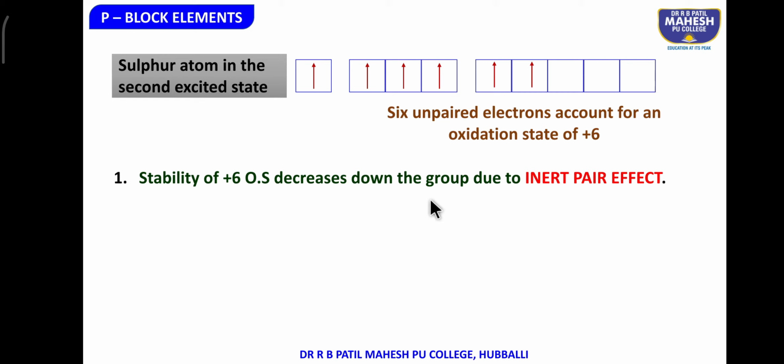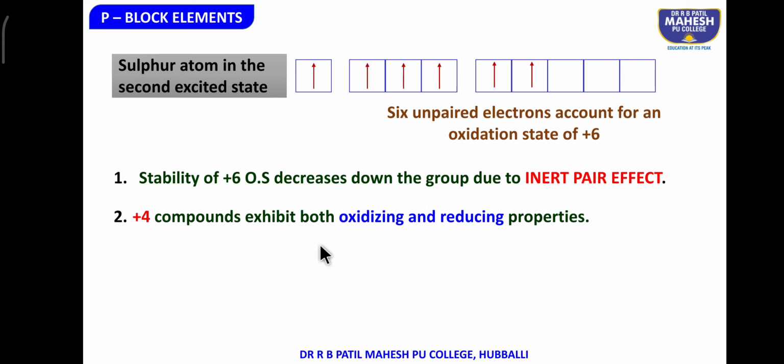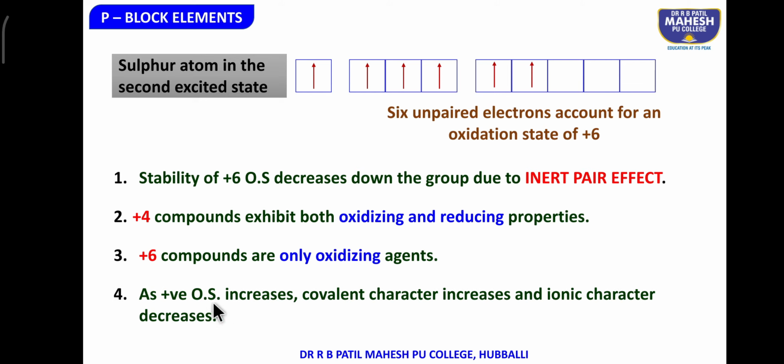The stability of the +6 oxidation state decreases down the group. We have already told the reason for that, which is the inert pair effect. Whereas the stability of the +4 oxidation state increases down the group. +4 compounds exhibit both oxidizing and reducing properties, but +6 compounds are only oxidizing. As the positive oxidation state increases, covalent character increases and ionic character decreases.